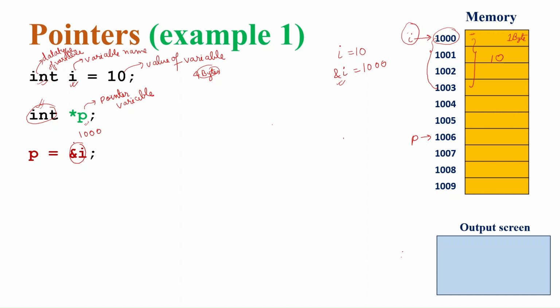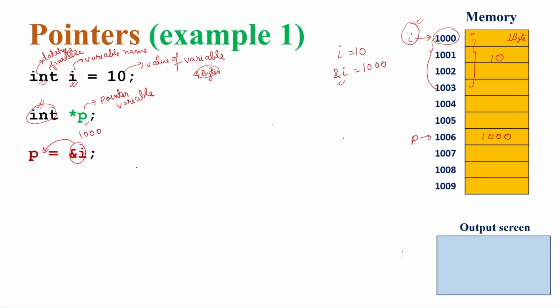Now this 1000 is assigned to the p variable. The p variable, in this example, occupies memory cell 1006. The value we store in p is 1000. This 1000 is the address of variable i, the first memory cell that it is occupying.